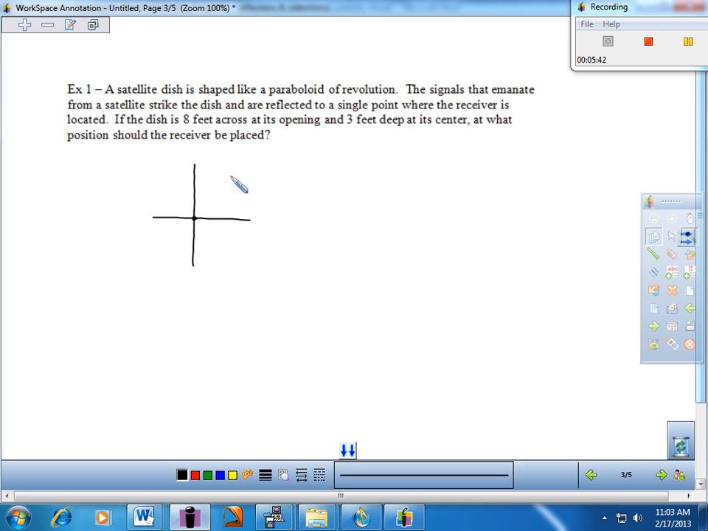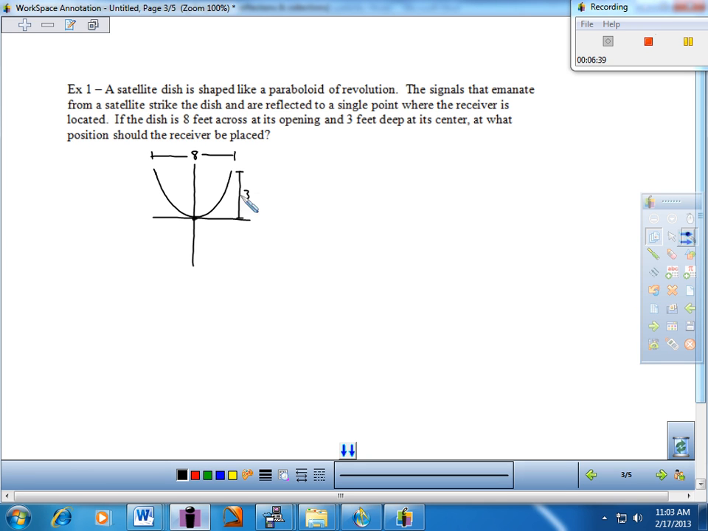But basically what we're going to do is a cross-section of this paraboloid of revolution, so a two-dimensional parabola representing the characteristics that are given in the problem. So let's read that problem again and see what we can detail in there, and then we'll go to work on modeling. So let's see, single point where the receiver is located. The dish is 8 feet across, so there's the cross-section right there, and that would be 8 feet all the way across, if you can picture that. And 3 feet deep at its center. So from there to there is 3 feet, something like that.